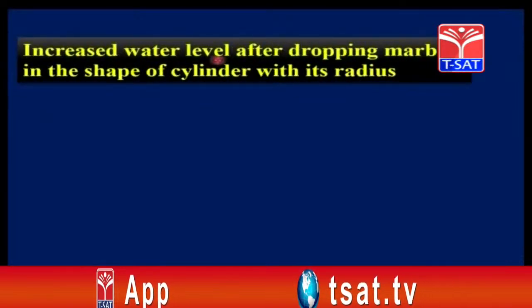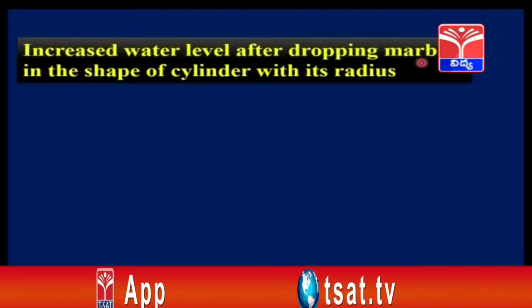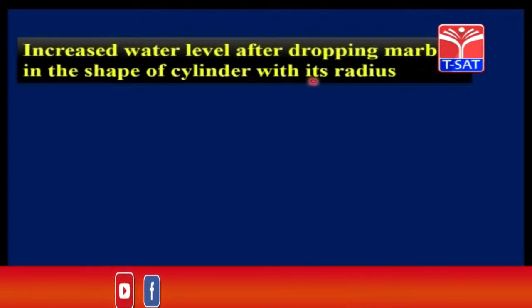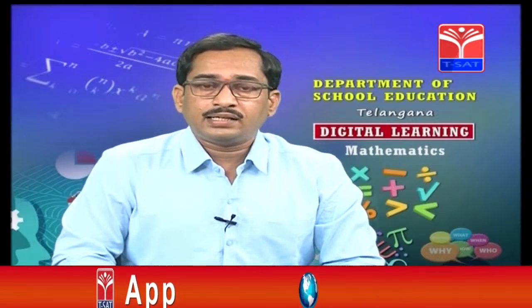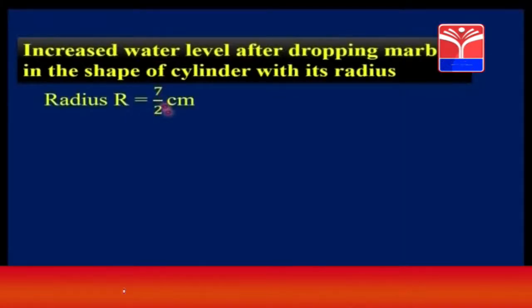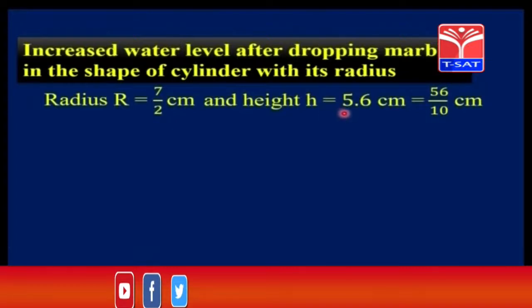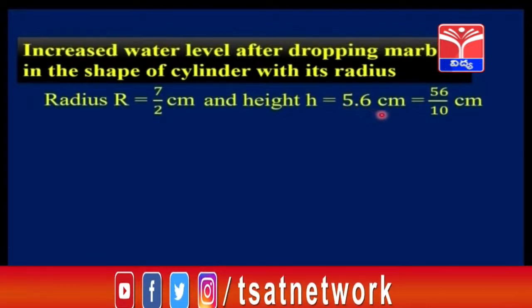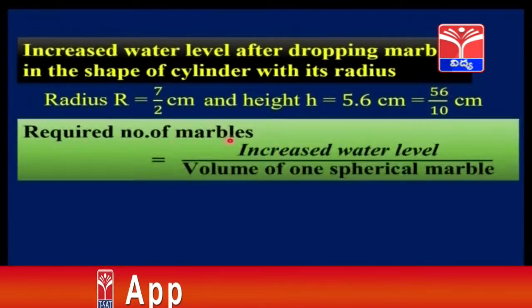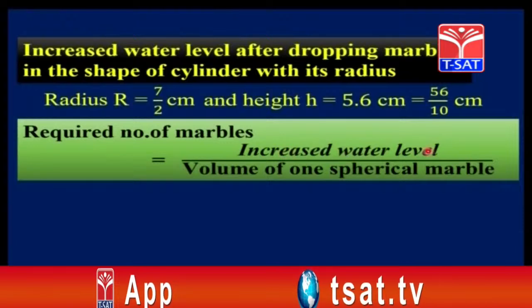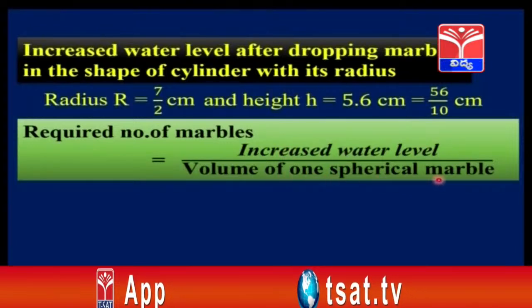Next, the increased water level after dropping the marbles is in the shape of a cylinder. Children, the water level increased is in the form of a cylinder. So, here the height of the cylinder is 5.6 centimeter and the radius of the cylinder is the same as the radius of the beaker. The radius is 7/2 centimeter and the height is the same as the water level increase, 5.6 centimeters. Write in p by q form, 56/10 centimeter.